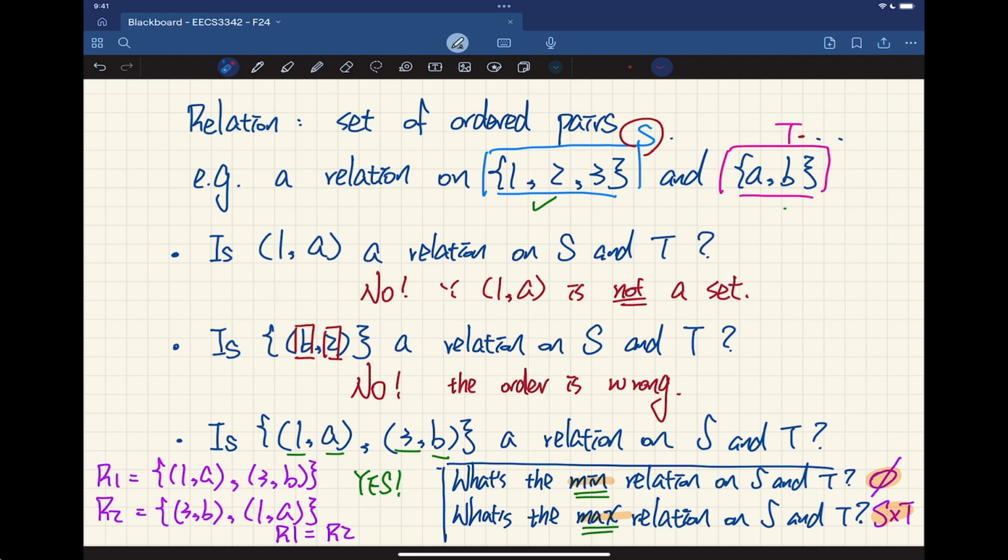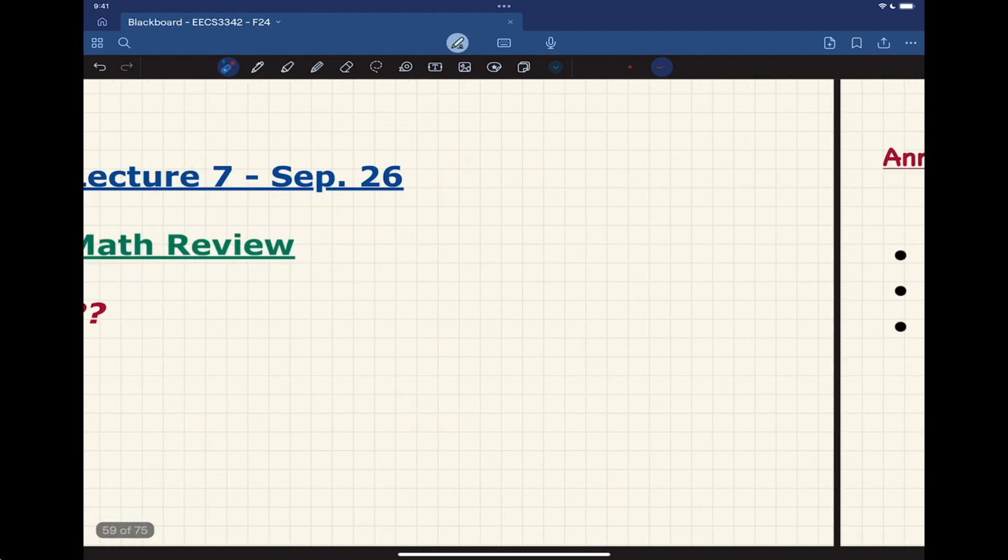And then we talk about the minimum and the maximum relation for any given sets S and T. If you want to construct many relations among them, just remember what's the minimum and what's the maximum. It will be the empty relation versus the maximum, which will be the cross product. And we're going to talk about how to construct relations in between. That's also important. We'll get there very soon.